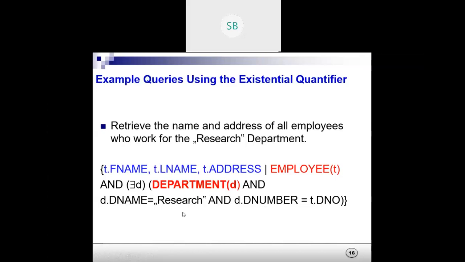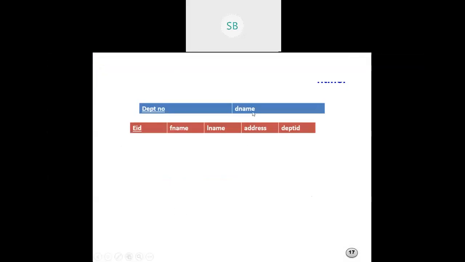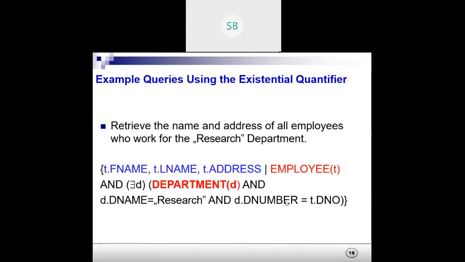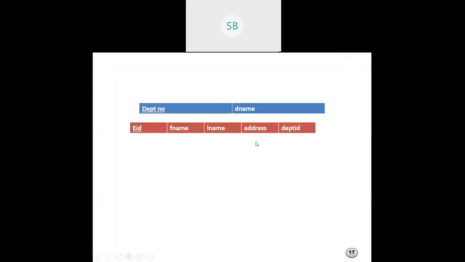Now D dot name equal to research will be matched here only. And what does this mean, D dot number equal to T dot DNO? We are referring to the table employee using the variable T, and we are referring to the table department using the variable D. I think you understood this part: D dot name equal to research, so we are looking for this part.